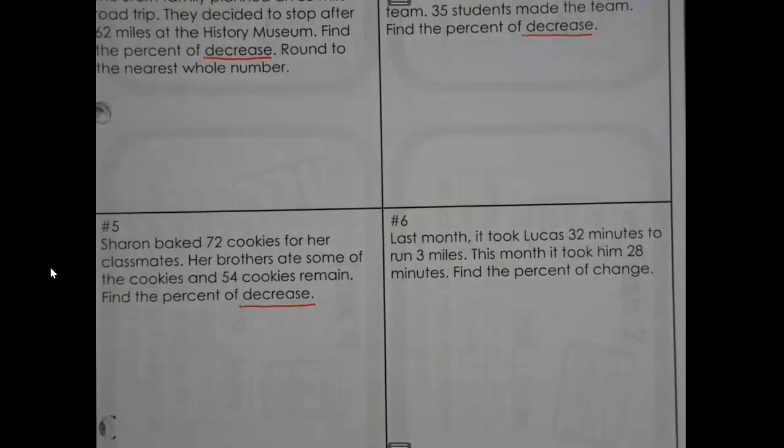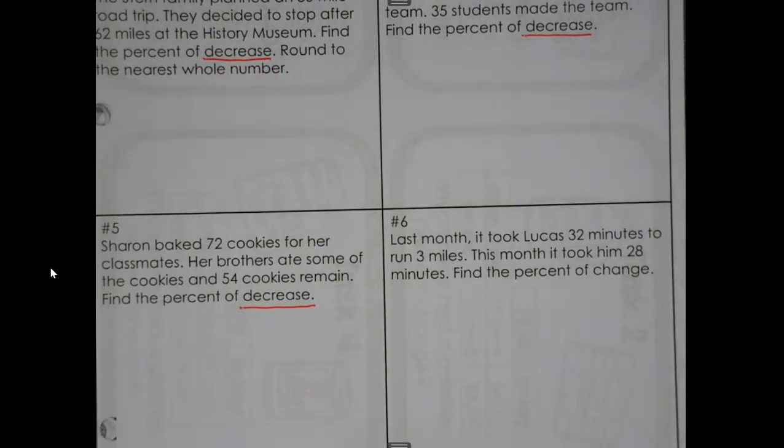But the one I want to take a peek at on this page is the very last one. My 7 got cut off there. I'm like, it looks like page 21. It's really page 27. Last month it took Lucas 32 minutes to run 3 miles. This month it took him 28 minutes. Find the percent of change.